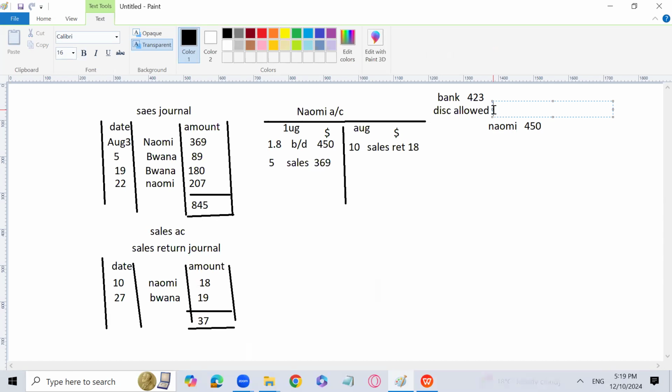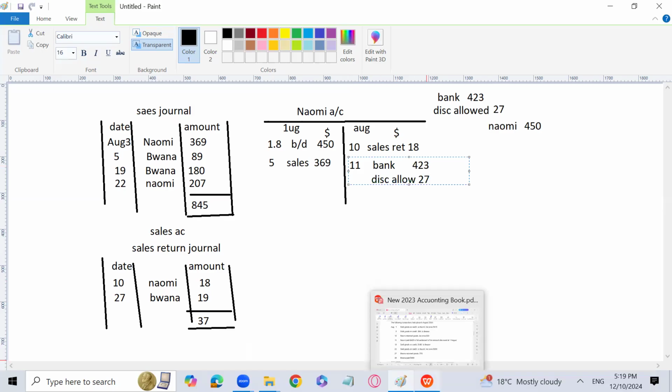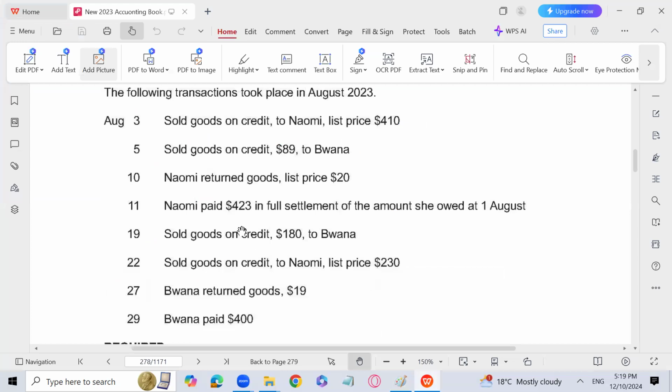So what is the difference? That is 27. 27 is the discount allowed. Now let's post the entry on 11. Naomi is going to be credited because of bank with 423 and because of discount allowed again with 27, right? Okay. This entry is going to be passed in the Naomi account because all the entries which are related with Naomi will come in the Naomi account simply.